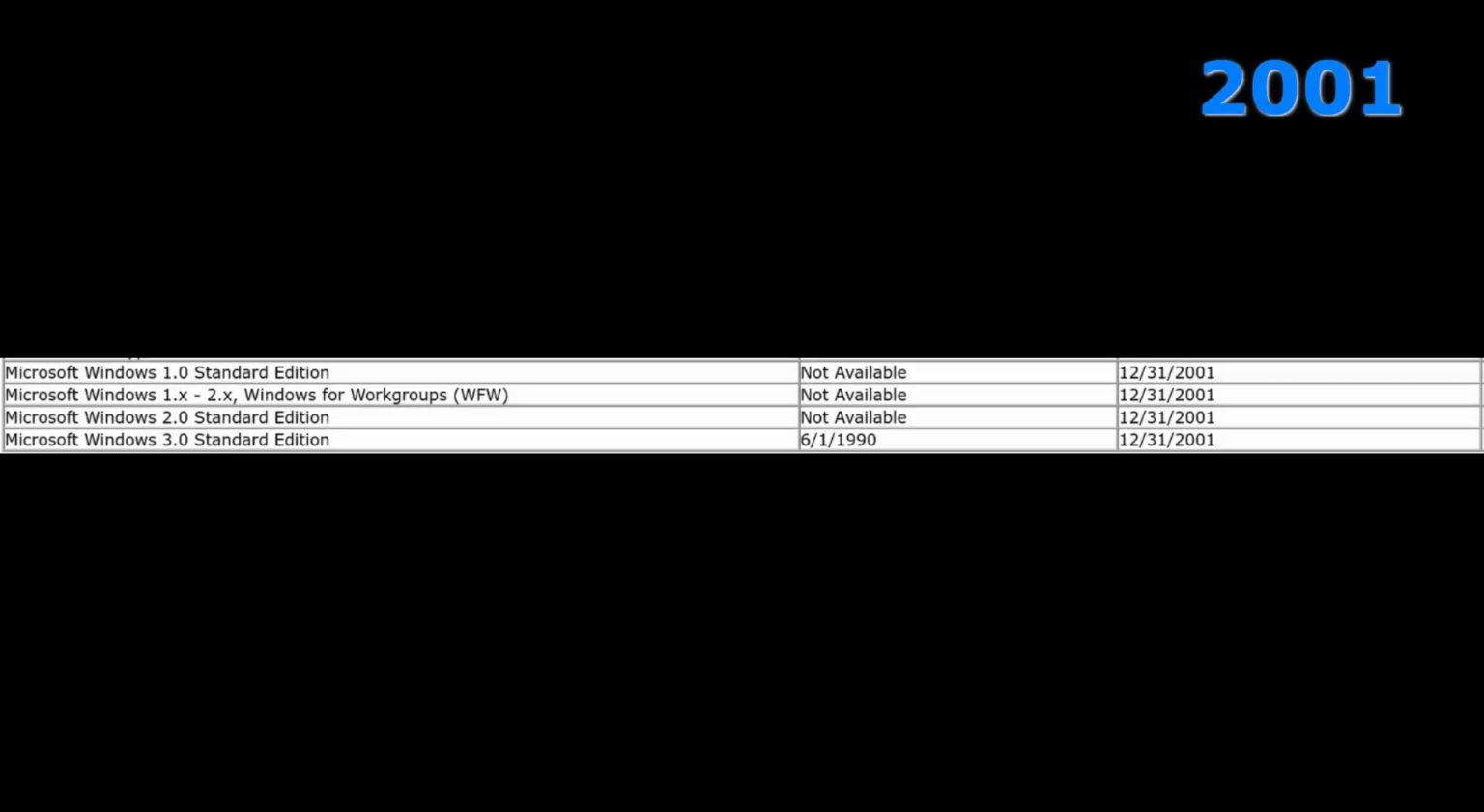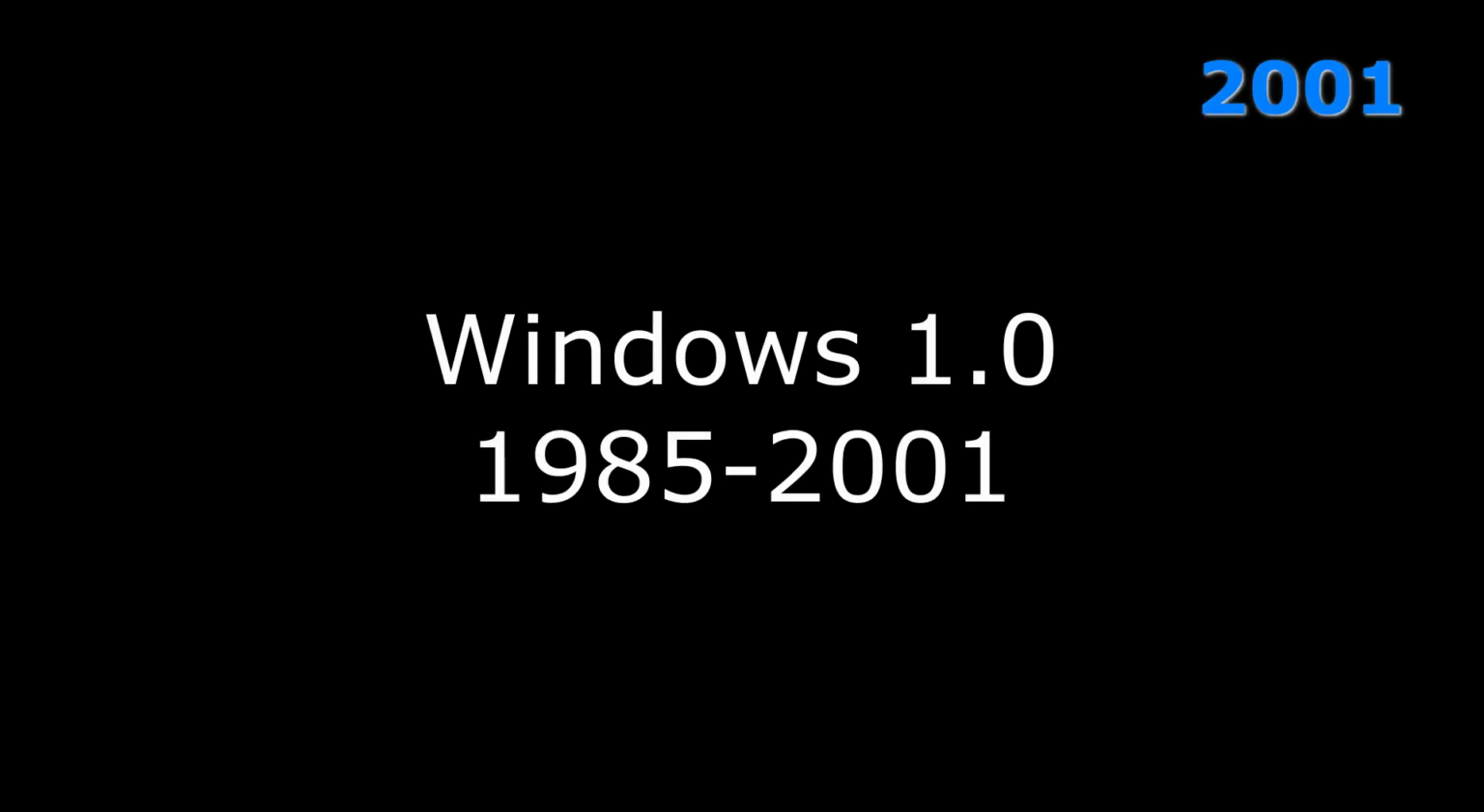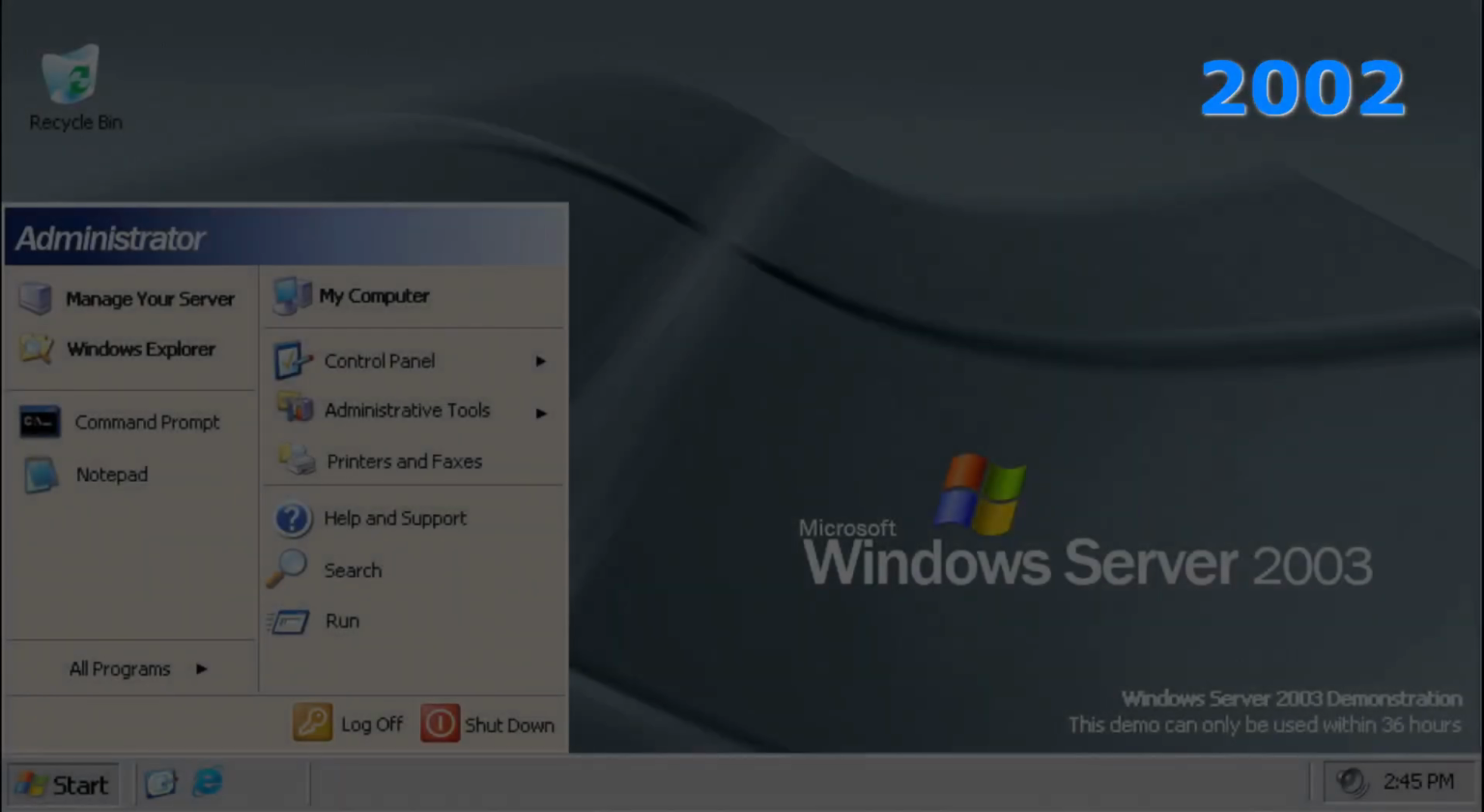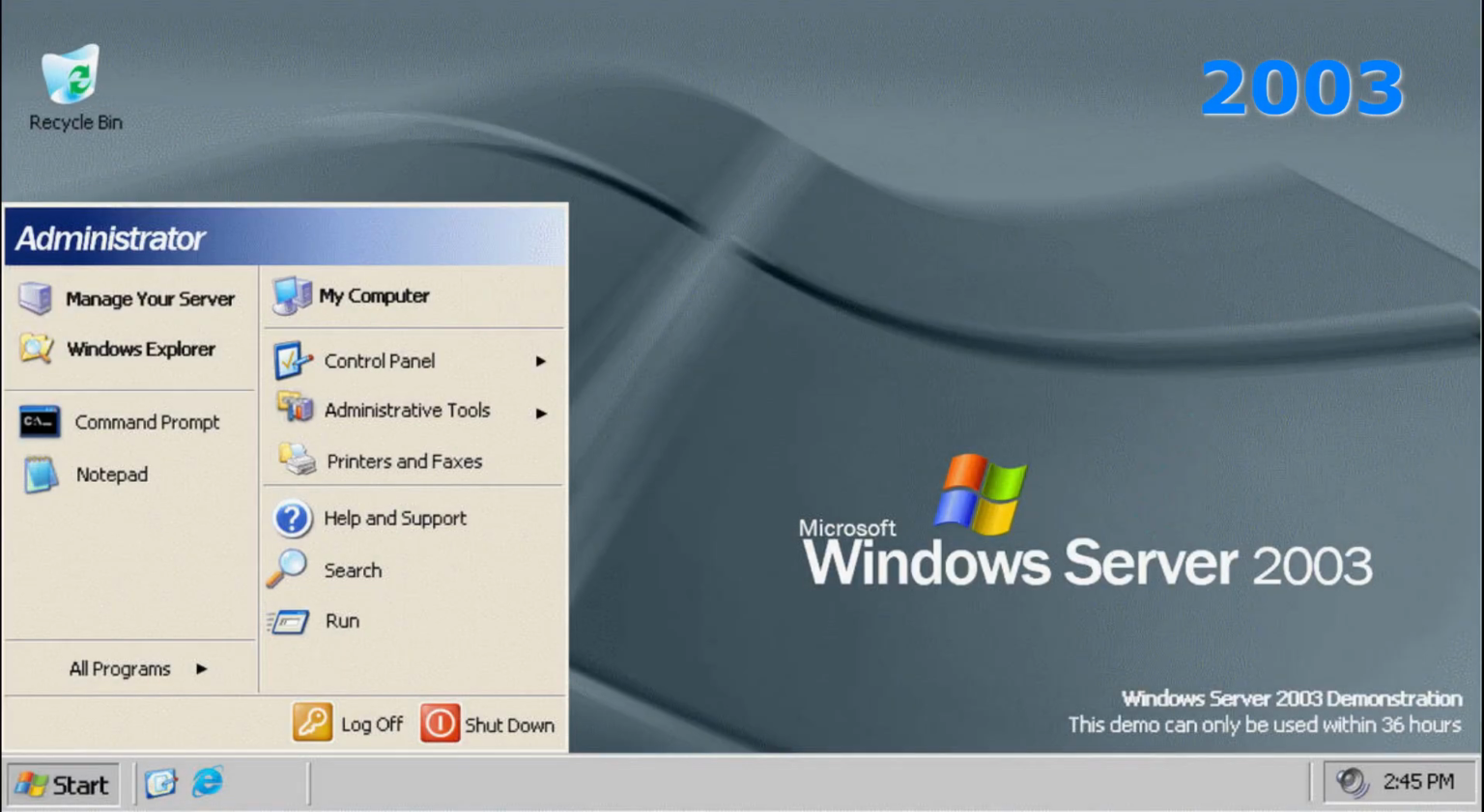On the fateful day of December 31st, 2001, support ended for all legacy Windows editions, that is, Windows 95 and anything before it, all at once. This would make Windows 1 the longest supported edition at 16 years. From here, there will be several editions based on each release of Windows, starting with Windows Server 2003.